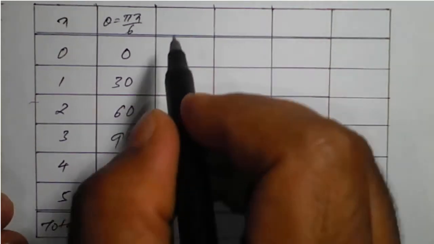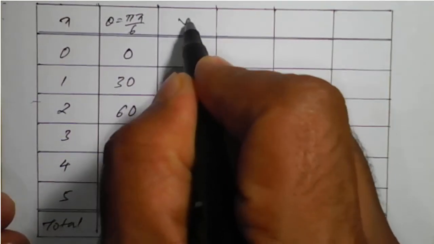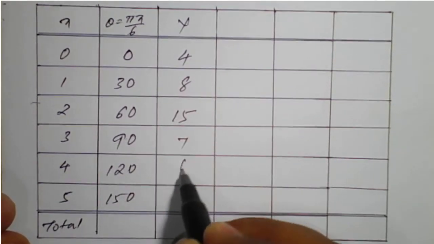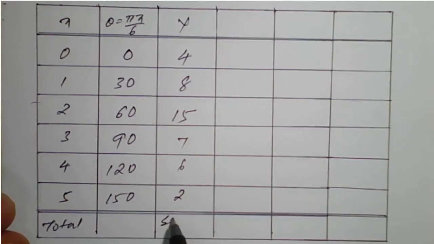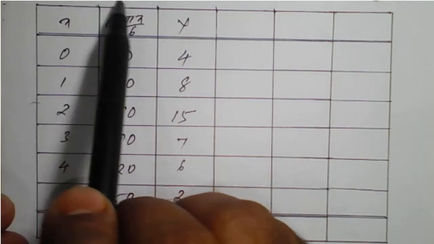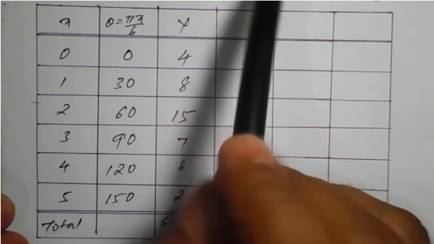Once we get this, from the table we note down the y values: 4, 8, 15, 7, 6, 2. The summation of y is 42. Once we have the summation of y, we can find the a naught value. Then we need to go for a1, a2, a3.